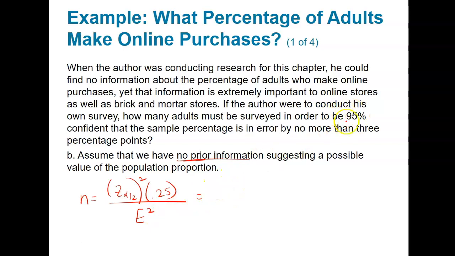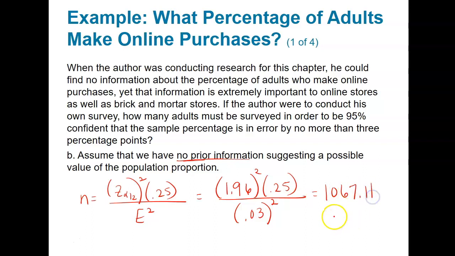So again, this is a 95% confidence, and so I'm going to replace my z alpha over 2 with the critical value for 95%, which is 1.96 times 0.25. And then my margin of error, again, is that 3%, so 0.03 squared. So when I do that, I get 1,067.11. We will round that up as we said we always do and get 1,068.